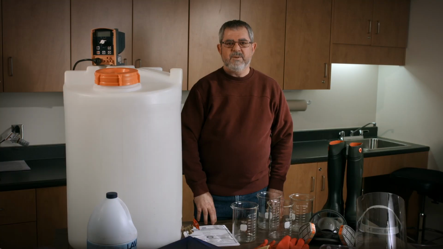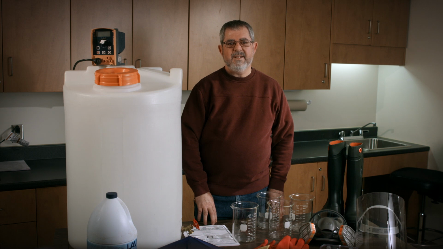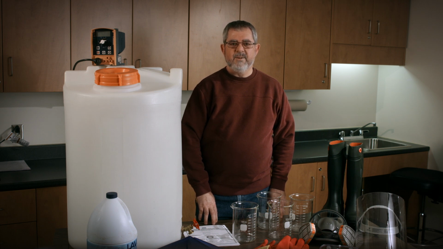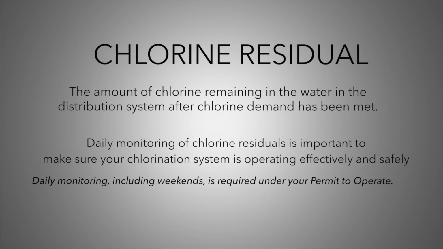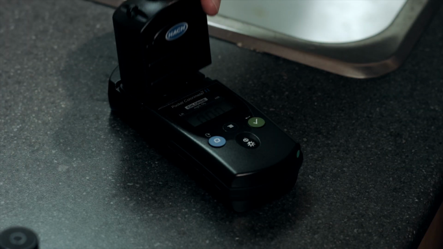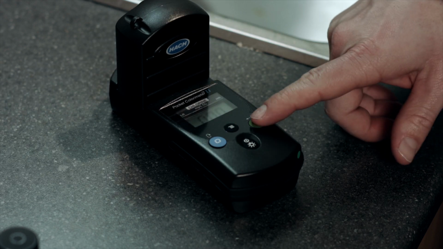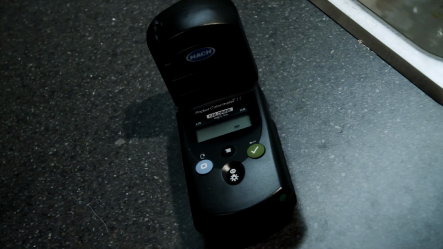hypochlorination. To ensure drinking water is being adequately disinfected, operators of drinking water systems need to monitor chlorine dosage and chlorine residual levels. Chlorine residual is the amount of chlorine remaining in the water in the distribution system after chlorine demand has been met. Daily monitoring of chlorine residuals verifies that your chlorination system is operating effectively and the safety of your drinking water is protected. Daily monitoring, including weekends, is required under your permit to operate.